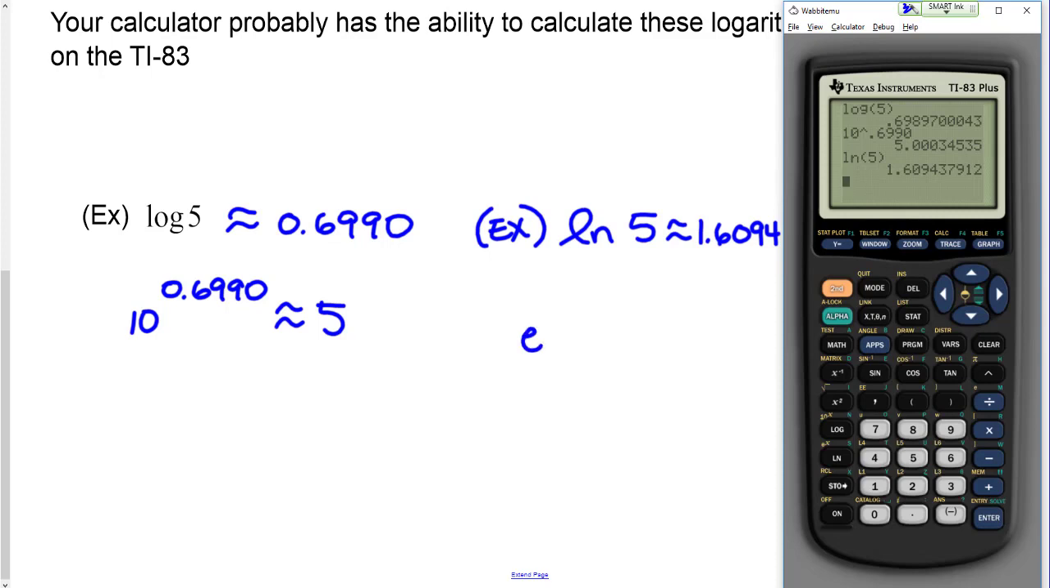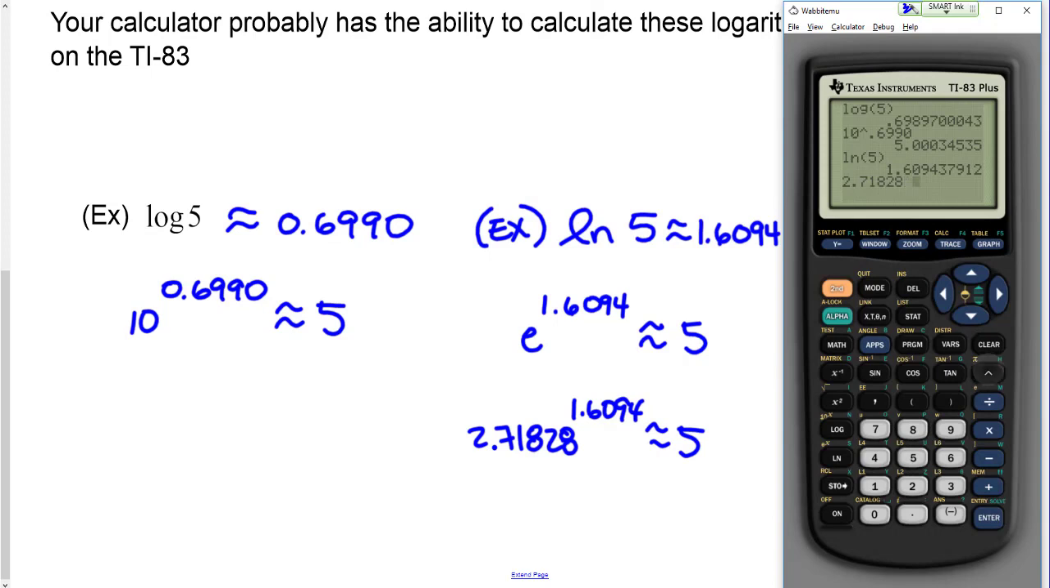So if I did e, which is the base of the natural logarithm, to 1.6094, that should be approximately 5. Well, we know e is approximately 2.71828, if I raise that to the 1.6094, then that should be approximately 5. So let's check it out on the calculator. So 2.71828 raised to the 1.6094, and I've got something that's very close to 5. So it works out that way.